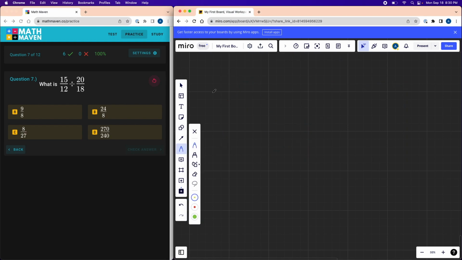All right, next problem here. Some dividing fractions, all right? What is 15 over 12 divided by 20 over 18? All right, so press pause and try this one out on your own.